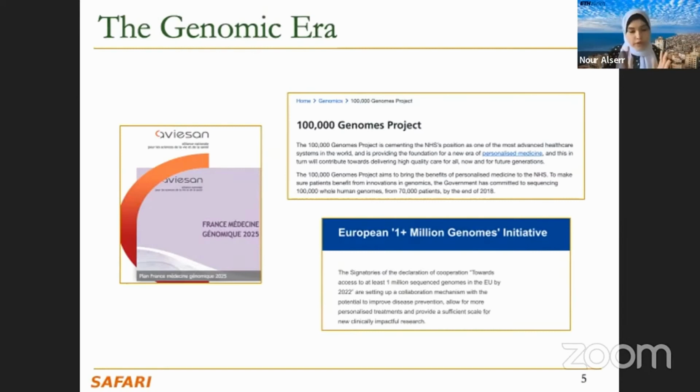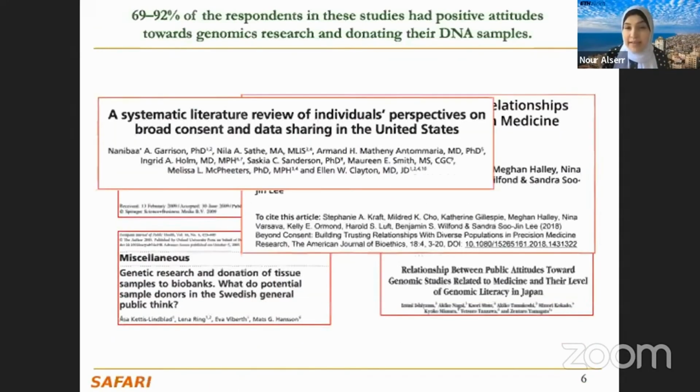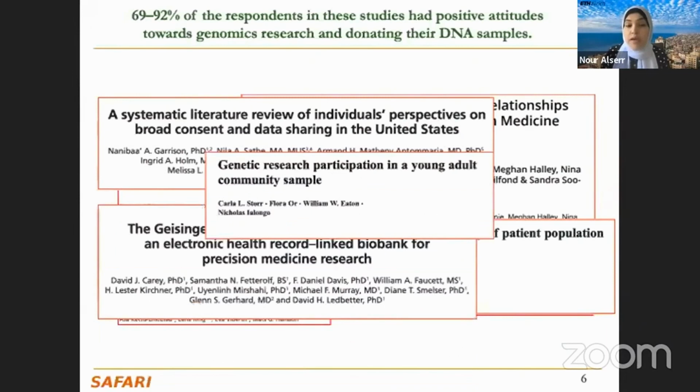Now, we are trying to do these projects at a population scale. How about the populations? What are their attitudes toward donating their DNA, donating their genomic data? Several studies report the attitude of the public in different countries like the States, Sweden, Japan, and Singapore towards genomic research, and the willingness of people to donate genomic samples. 70 to 90% of the participants in these studies had positive attitudes. They want to donate, but of course they have some concerns.